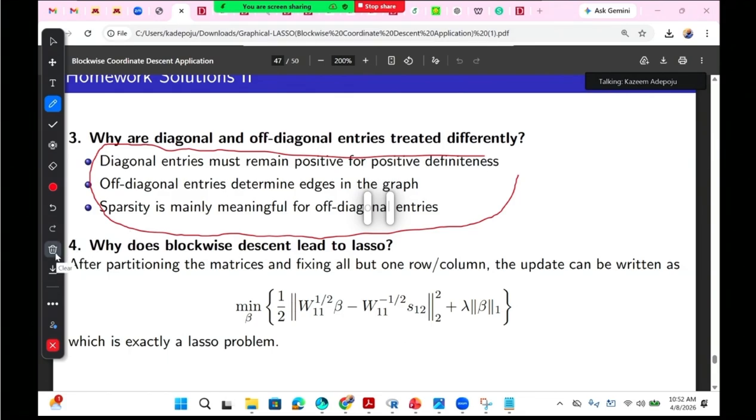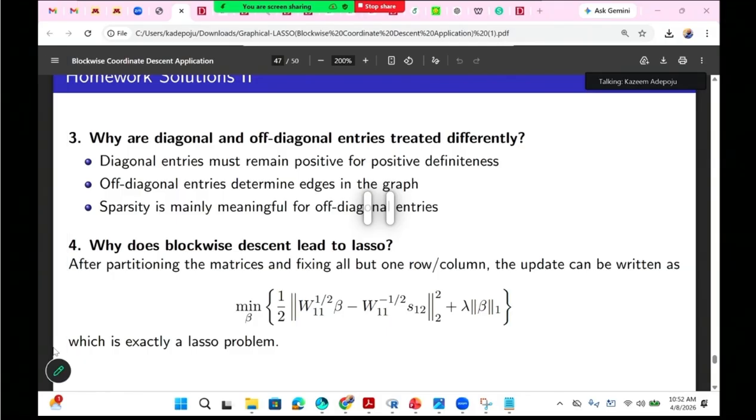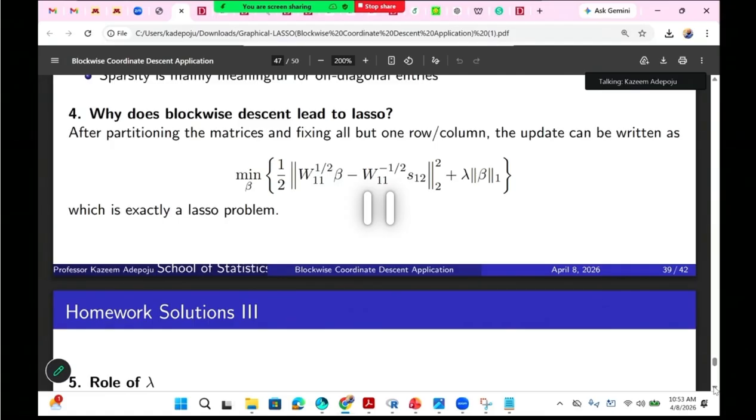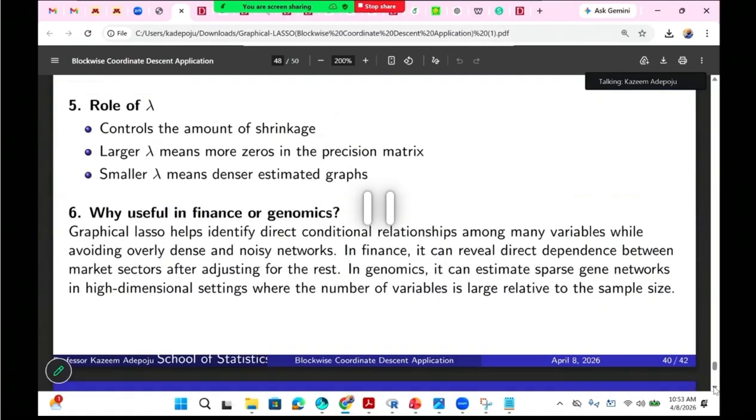Then another question said, why does blockwise descent lead to lasso? This is why: we are updating one at a time. It's like we're performing a regression problem where we look at one variable in relation to the others. So after partitioning the matrices and fixing all but one row or one column, the update can be written as a lasso problem. And what is the role of lambda? I told you, lambda controls the amount of relationship you're going to shrink.